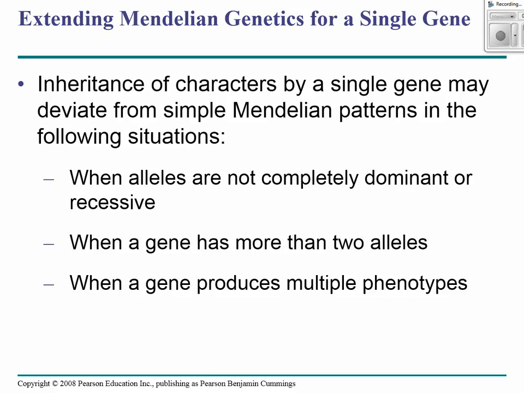Okay, so inheritance by characters, when we say that, we're talking about the actual phenotype. Inheritance by a single gene may deviate from simple Mendelian patterns. So this is when this happens: the alleles are not completely dominant, and it may deviate from Mendelian genetics. Do you see that? So these are different ways of getting different patterns.